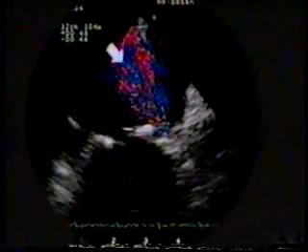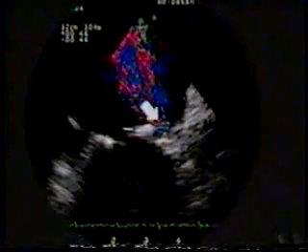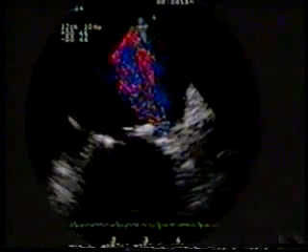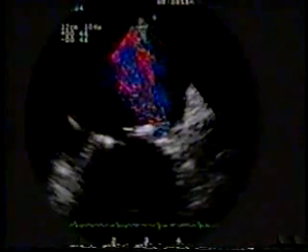This is a transesophageal study from the same patient. With the transducer in the esophagus, the left atrium can be inspected without interference from the prosthesis. Severe perivalvular mitral regurgitation was identified. This was confirmed at surgery, and the mitral prosthesis was replaced, in addition to replacement of the obstructed aortic prosthesis.